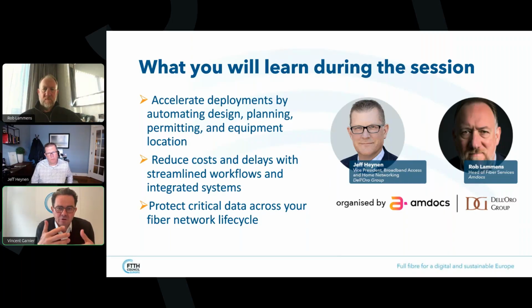And to walk you through this content, let me introduce you to our two speakers. Jeff Heinen is Vice President Broadband Access and Home Networking at Del Oro Group, and he will start after my quick introduction, followed by Rob Lemons, Head of Fiber Services at Amdocs. And with that, let me hand it over to Jeff for his part of the session. Jeff, the floor is yours.